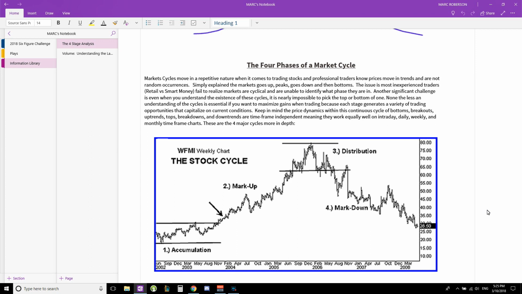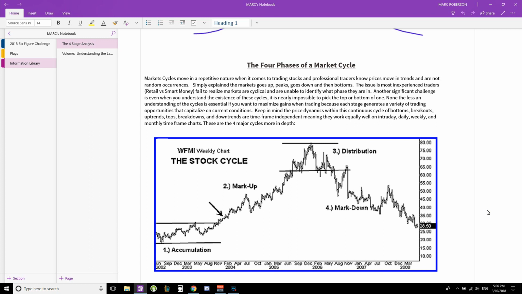The issue is most inexperienced traders, retail versus smart money. Retail traders are your everyday traders at home trading from their laptop. Smart money traders are those trading for hedge funds and big corporations, helping them get gains as far as their company goes. But the issue is most inexperienced traders fail to realize markets are cyclical and are unable to identify what phase they are in. Another significant challenge is, even when you understand the existence of these cycles, it is nearly impossible to pick the top or bottom of one.